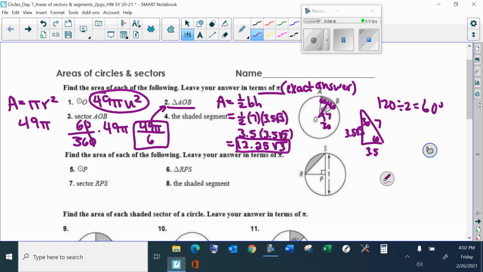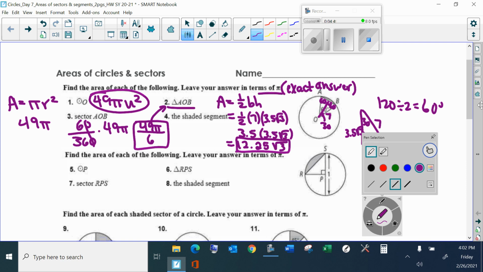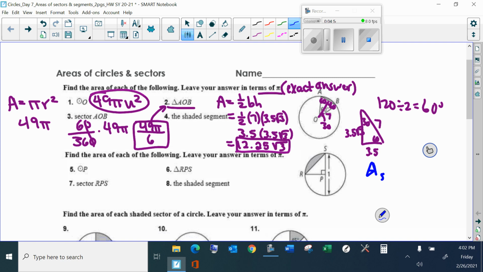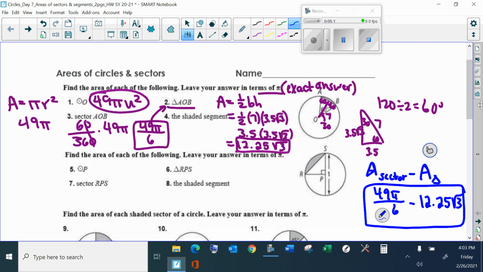So for that answer, let's see, I'll put it over here. Change the color. So we have the area of the sector minus area of triangle. So the area of the sector was 49 pi over 6 minus the area of the triangle, 12.25 root 3. And this is area, so it would be square units. Okay. So that's what you are ultimately doing. I've shown you all 4 parts right there.